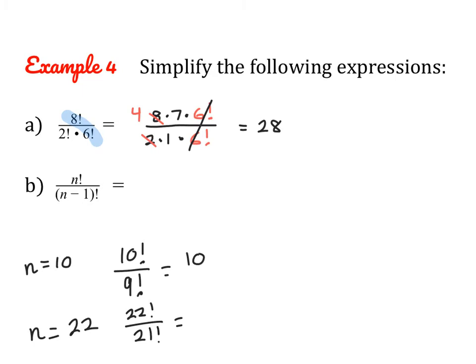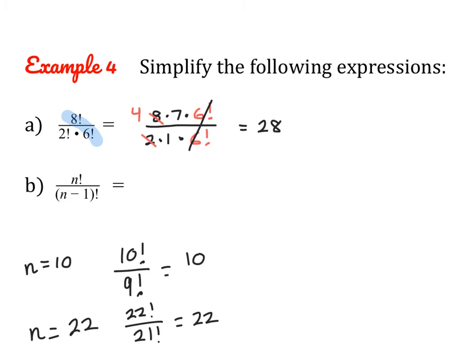21 factorial in the denominator cancels out everything 21 down, and all we have left is 22. So you might see that when it simplifies, it's always going to be that n value that we chose. So you can probably guess that this will also simplify to n.